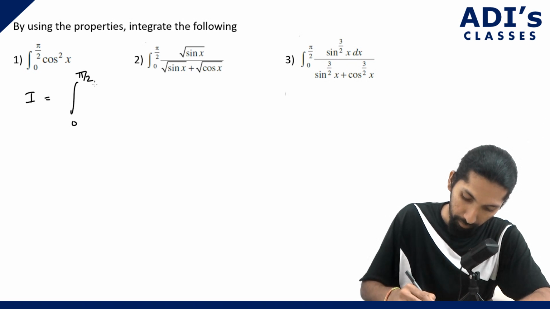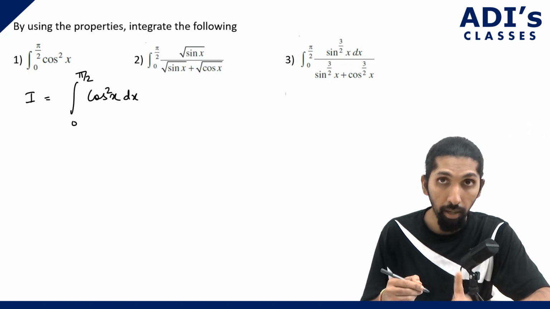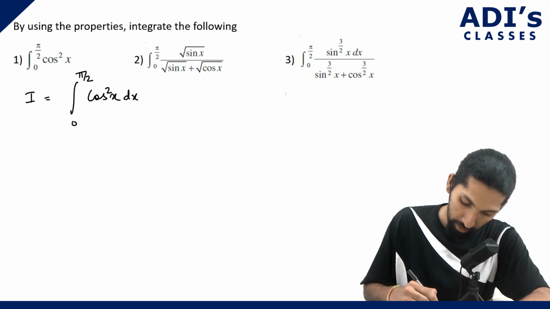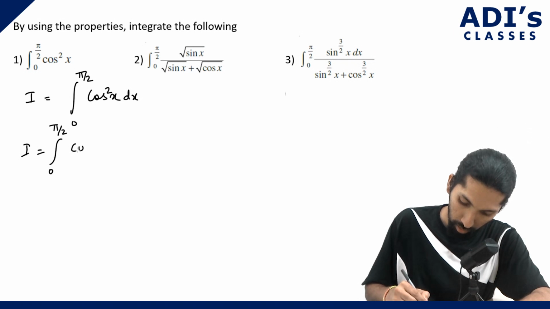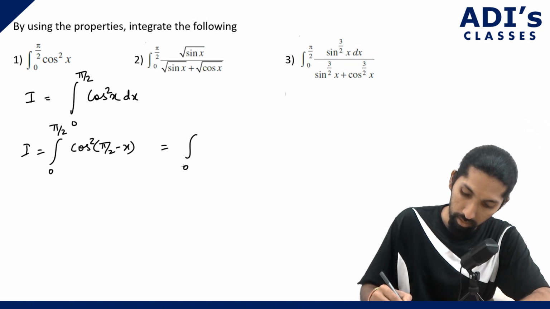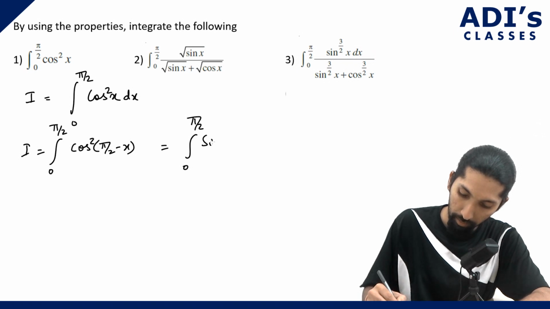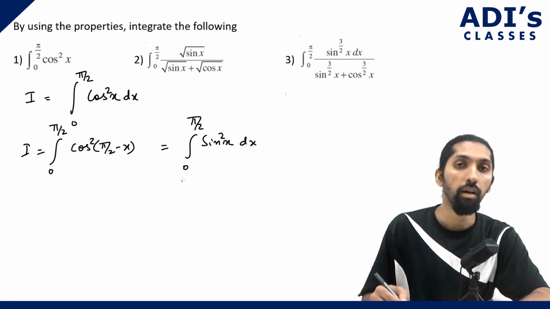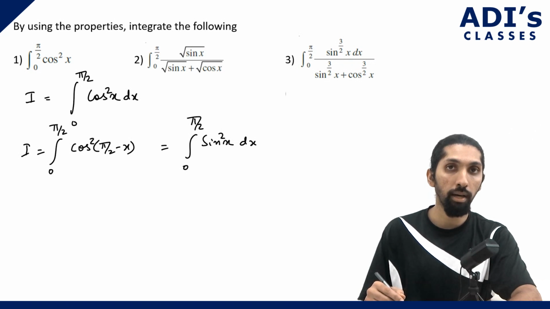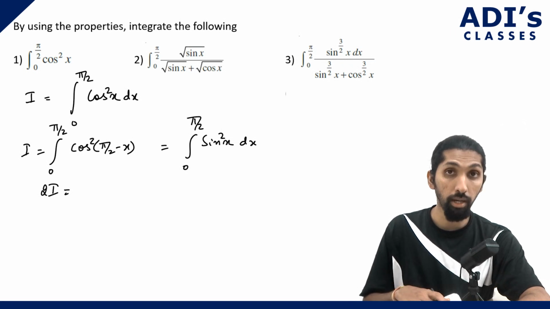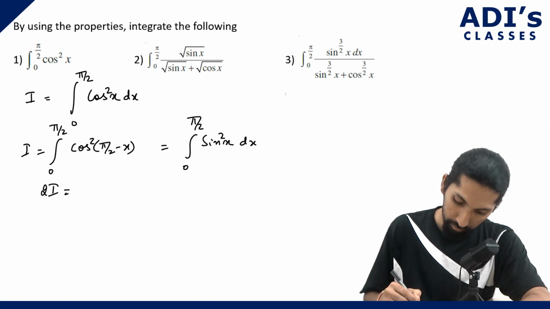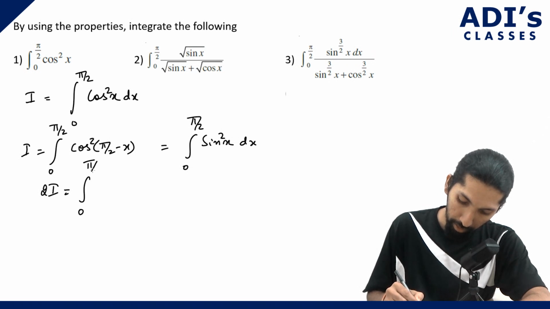I is the integral from 0 to pi by 2 of cos square x dx. Now apply the f of a minus x property. So I is equal to integral 0 to pi by 2 of cos square of pi by 2 minus x, which gives us integral 0 to pi by 2 of sine square x. Correct? Add the two values. So that means you'll have 2I is equal to integral from 0 to pi by 2.